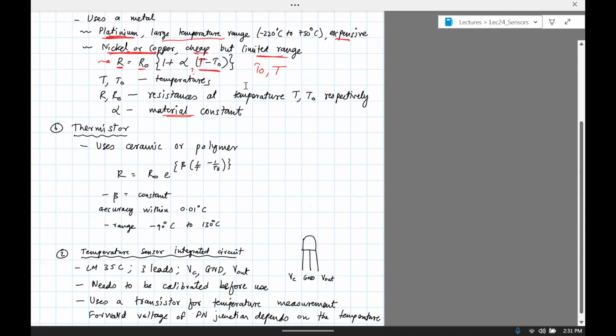Another way of measuring temperature is what is known as a thermistor. This uses ceramic or polymers. Here, the resistance shows an exponential relationship, unlike the RTD, which is a linear relationship. Here, beta is a constant, and T and T0 are the same as before. T0 is ambient, and T is the temperature which needs to be measured. The range for this is typically minus 90 to 130 degrees Celsius. So those are two ways of using a resistance changing device to measure the temperature.